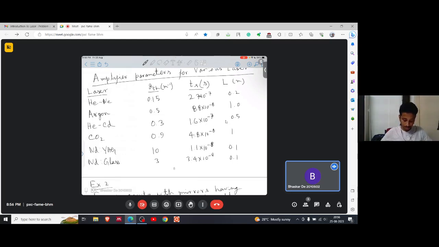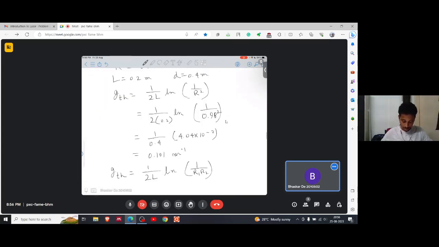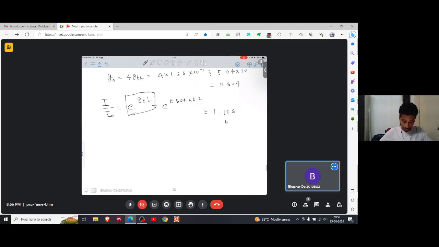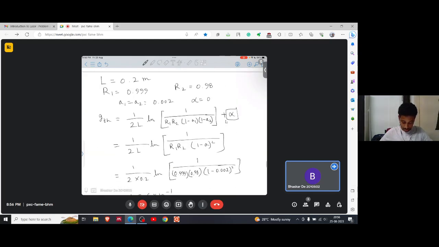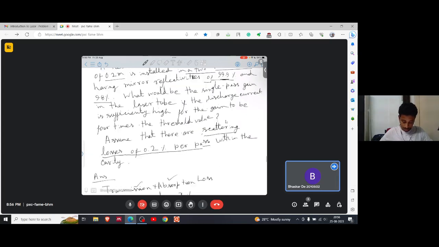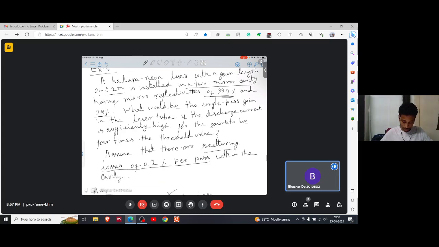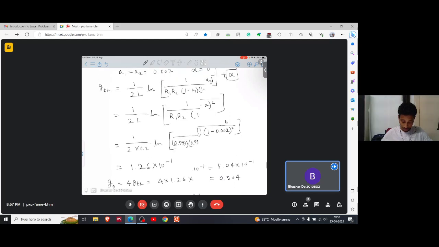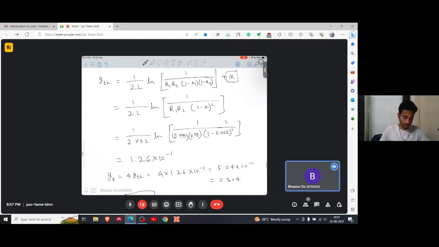Then I have mentioned some amplifier parameters for various lasers. The general case is used here, where the cavity or the mirrors have different reflectivities, that is 99.9% and 98%, and also a scattering loss of 0.2% per pass. This particular example is very important in this segment of the course.